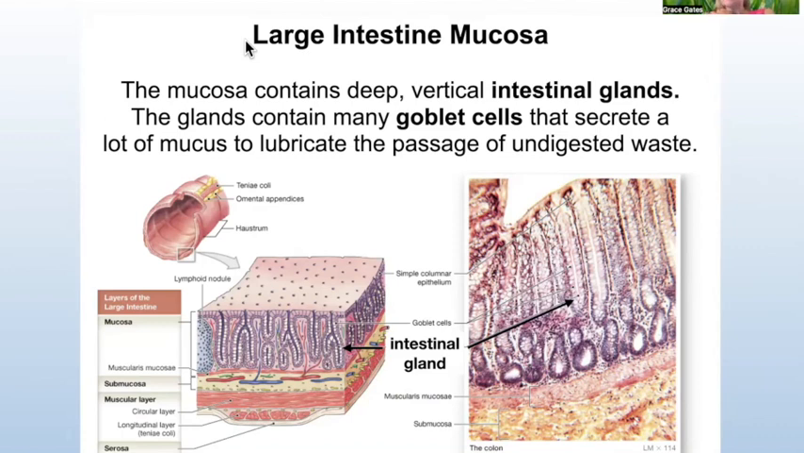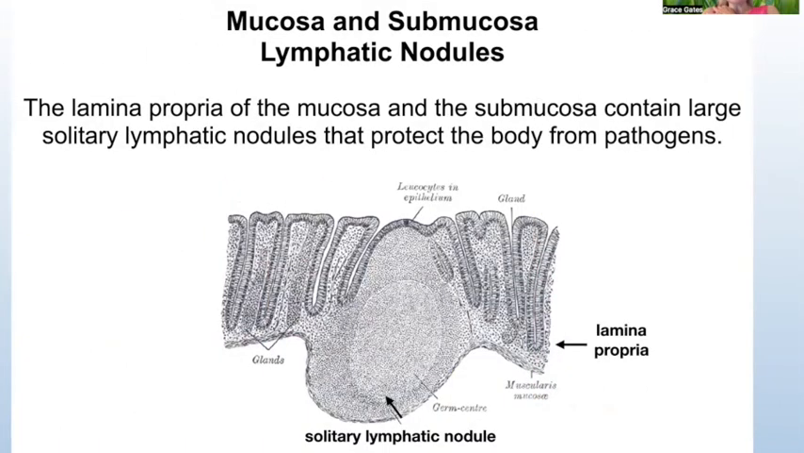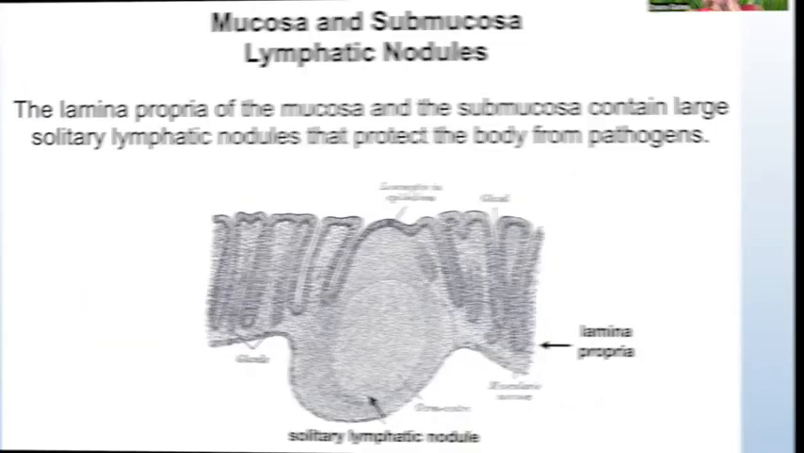And when you're looking at the histology slides, it can sometimes look a bit like there are villi, but what you're actually looking at is deep vertical intestinal glands. The lamina propria of the mucosa and the submucosa contain large solitary lymphatic nodules that protect the body from pathogens. And you will be able to see this.